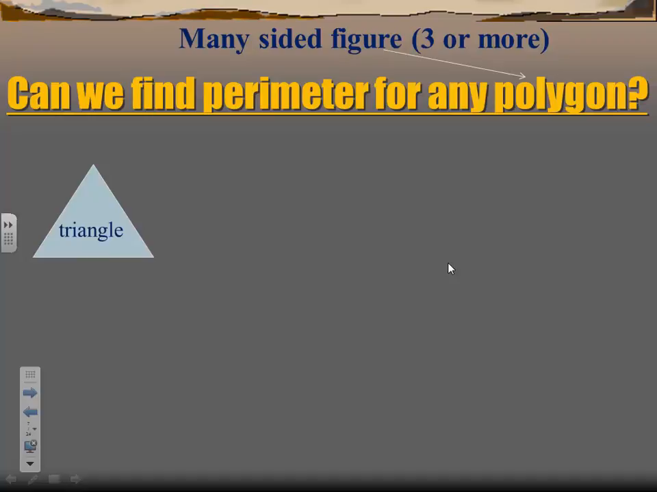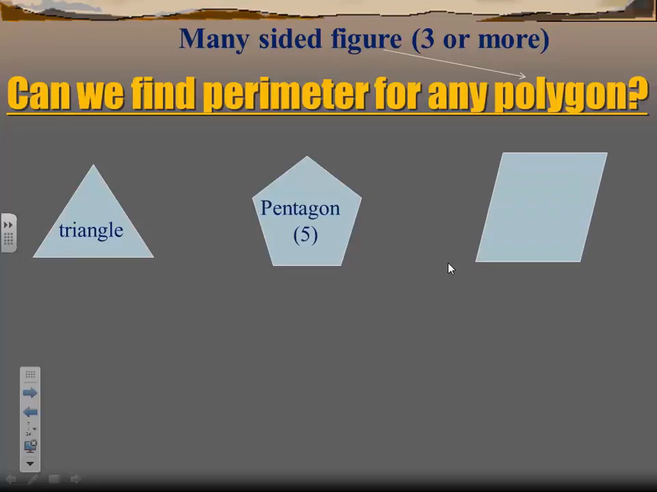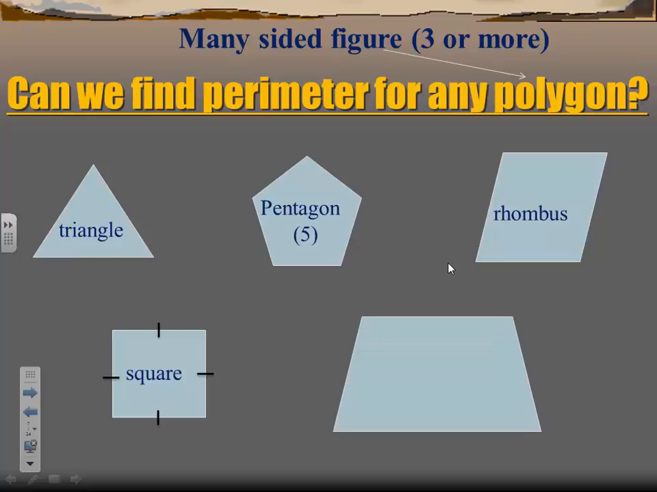All right, triangle is the first one. That should be pretty clear. This has 5 sides. This is a pentagon. Next one has 4 sides. There's more than one name for this. If the sides are equal, we can call it a rhombus. We'll come back to that one in a second. If all the sides of a shape are equal and we have 90-degree angles, it can be a square.